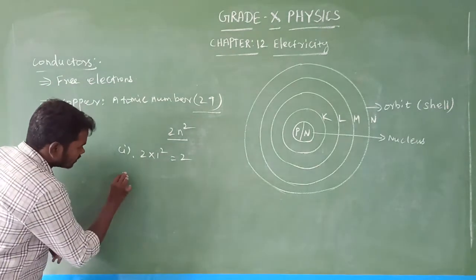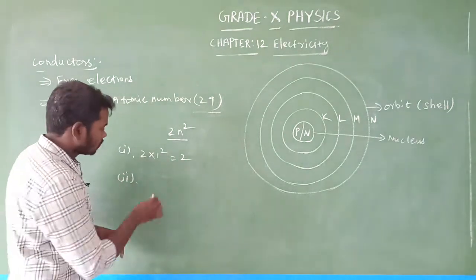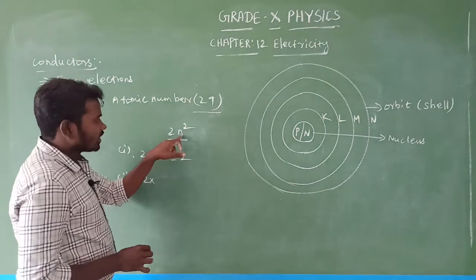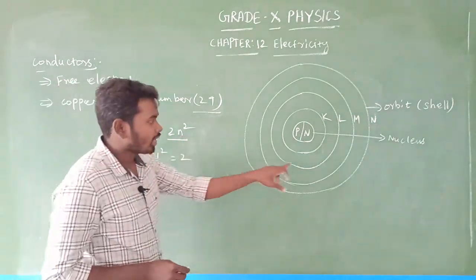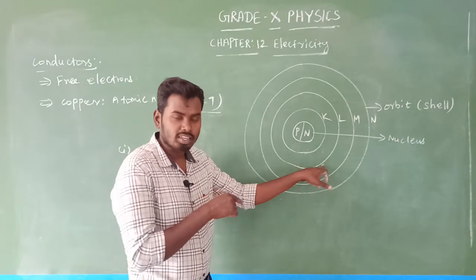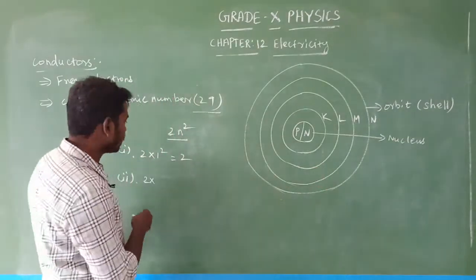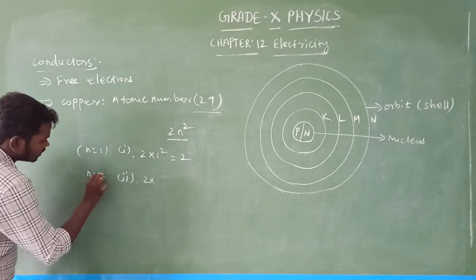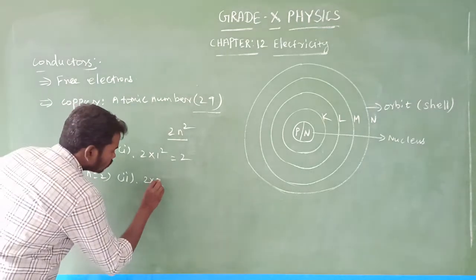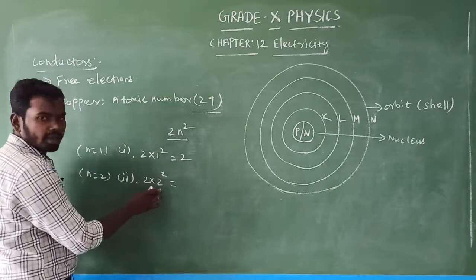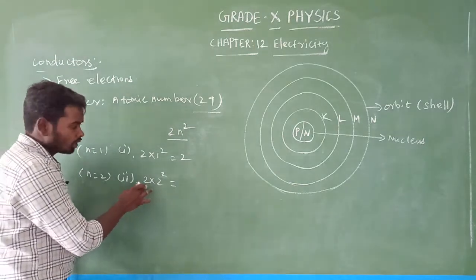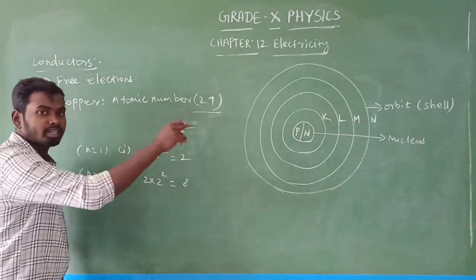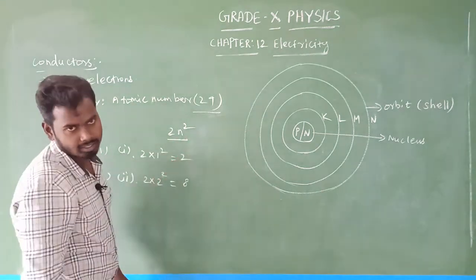And consider the second orbit. So 2 into n square. What is n? n is the number of the orbit. Okay, you take the second orbit. What is n here? Here n equal to 1, here n is equal to 2. So 2 into 2 square, which is 2 into 4, 8 electrons should be there. Where? In the second cell.